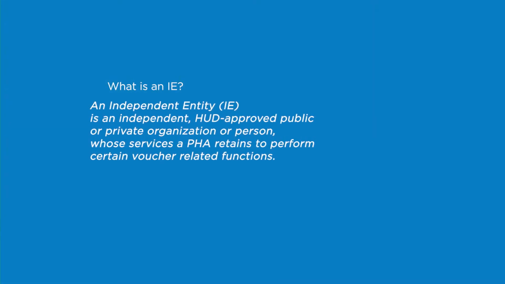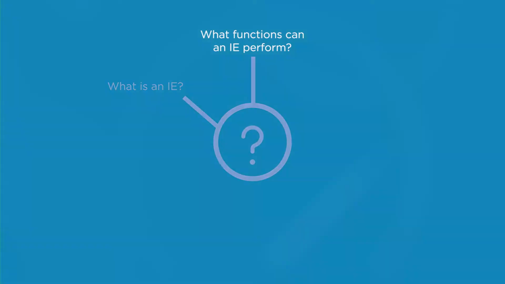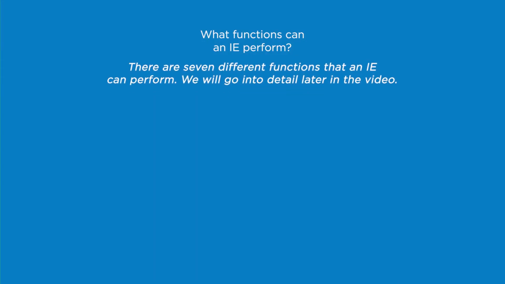First, we will start with 6 basic questions. What is an IE? An independent entity, or IE for short, is an independent, HUD-approved public or private organization or person whose services a PHA retains to perform certain voucher-related functions. What functions can an IE perform? There are 7 different functions that an IE can perform. We will go into detail later in the video.